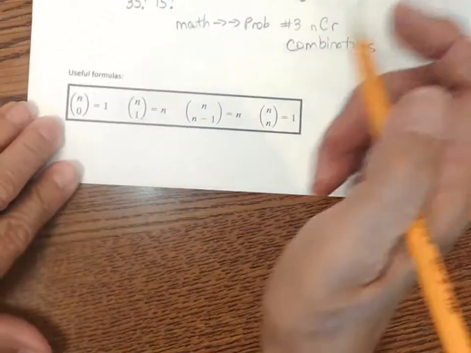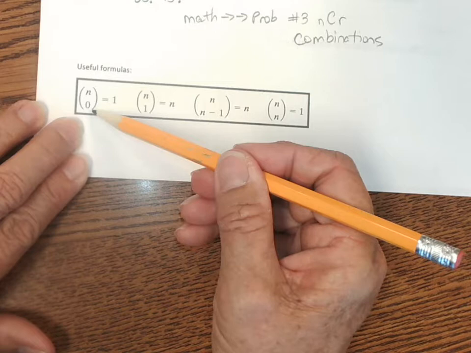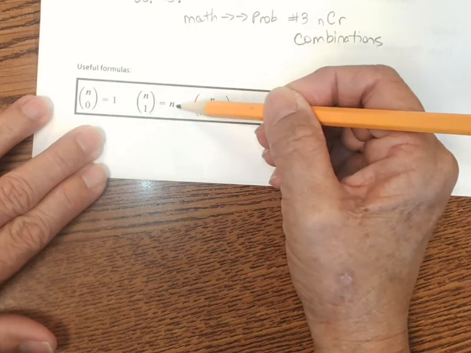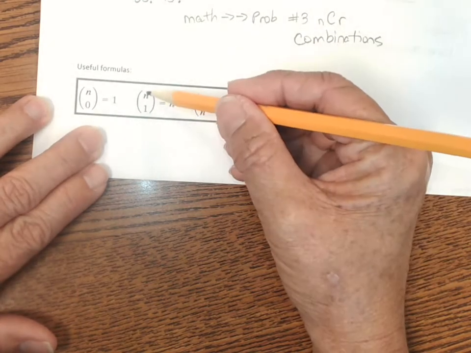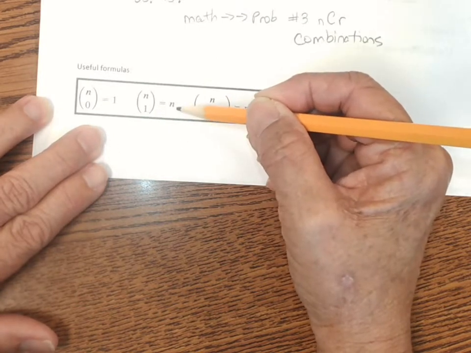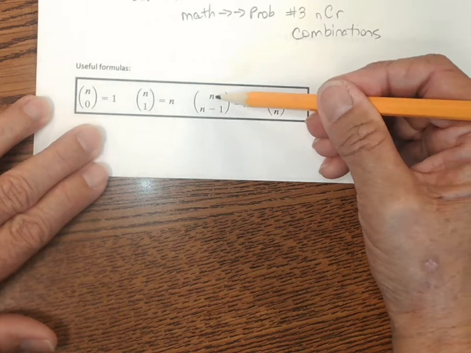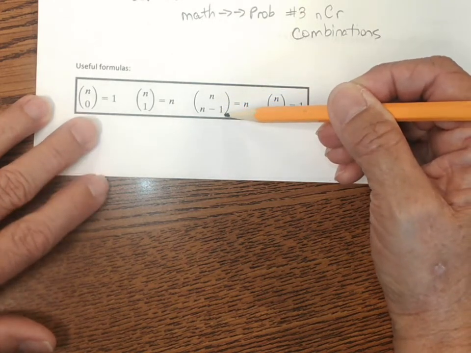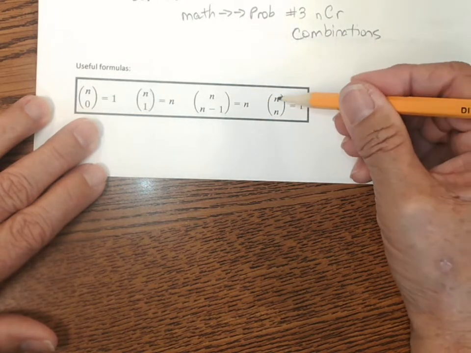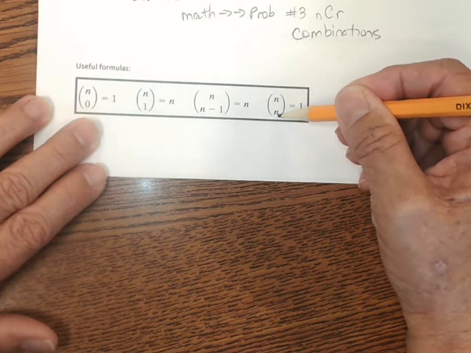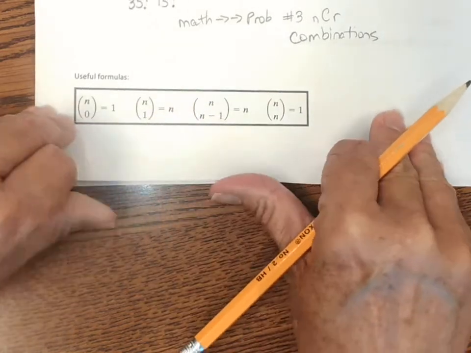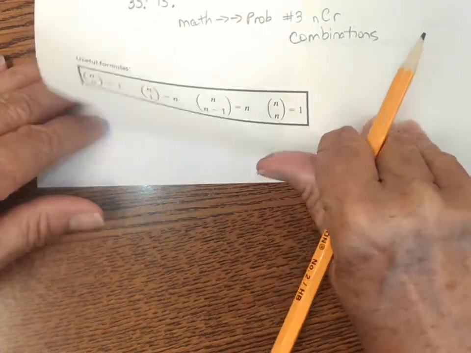Okay, some useful ones. If we have n taking 0 at a time, that's always going to equal 1. n taking 1 item at a time is always going to equal n. So if I had 5 items in my set and I want to see how many different ways I can take one of them at a time, well, there's 5 different ways. If I have n items and I want to take n minus 1 items, there are again going to be n different ways of doing that. And finally, if I have n items and I want to take n at a time, there's only one way to do that. So these are some useful ones to know. You could always write them out, but it saves you some time if you just remember those.